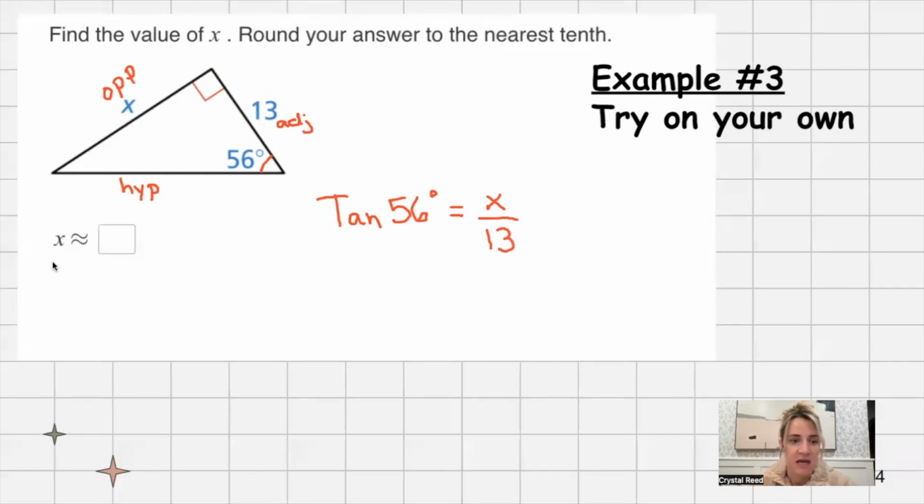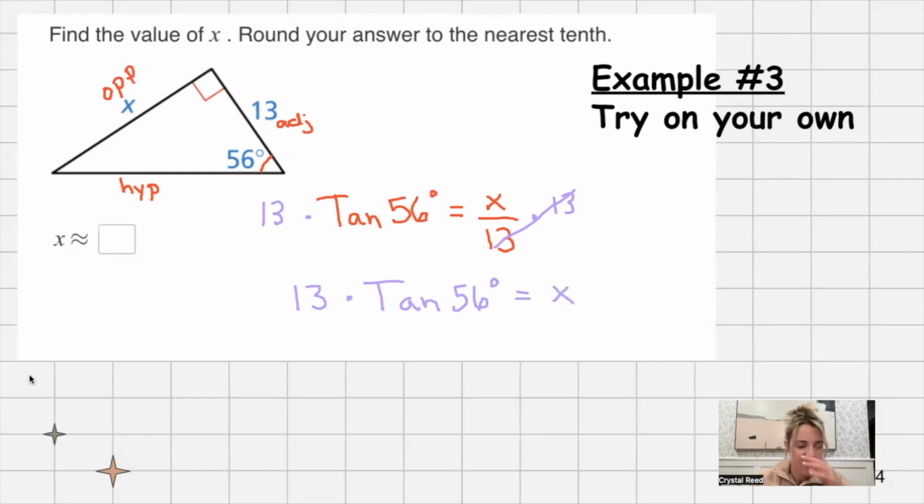In order to solve for that X, we need to do the opposite operation. So we're going to multiply both sides by that 13 in order to get rid of it. What you do to one side, you must do to the other. So X equals 13 times the tangent of 56. That's what X is going to equal. We can go straight from there and plug that into our Desmos calculator: X equals whatever 13 times the tangent of 56 is.